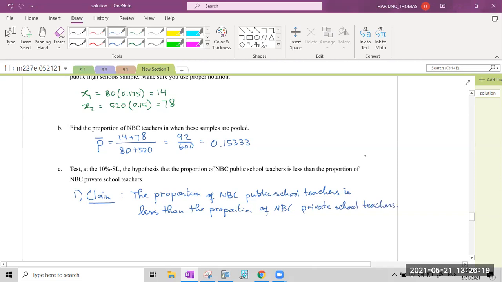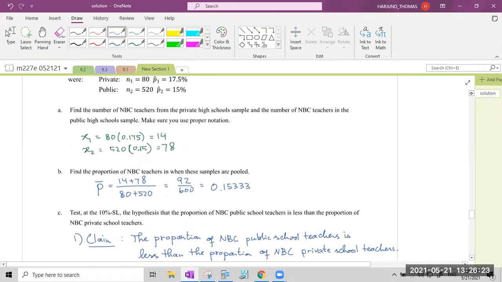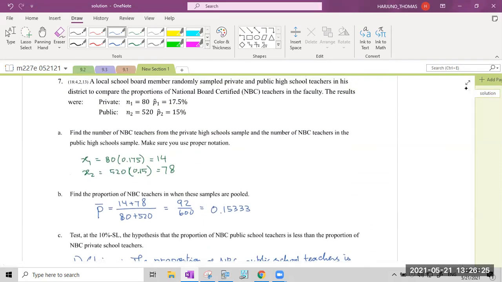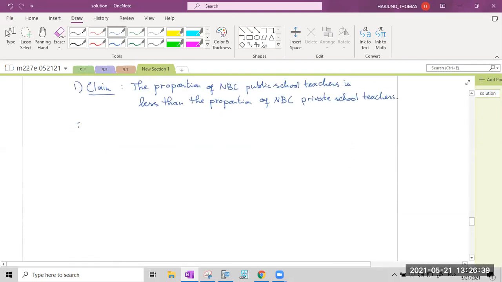But pay attention. They use less than, but in the notation there, the public school is actually with the second group, not the first group. So be very careful when you plug in the second step, hypothesis. So P2 is less than P1. You complete that yourself. And this is where I will stop.